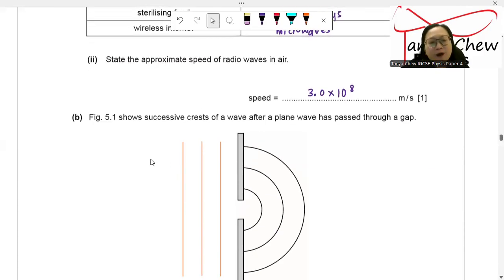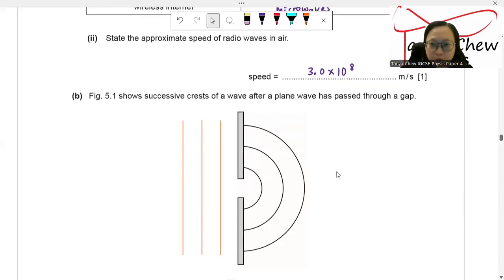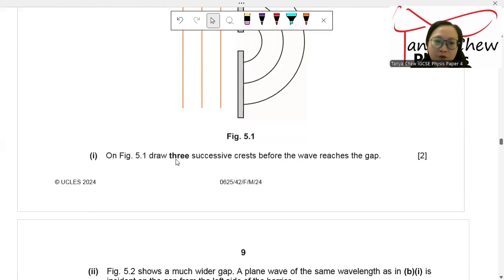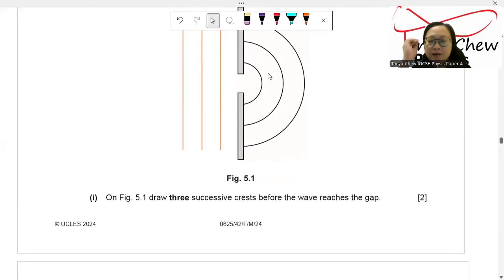Now B, Fig 5.1 shows successive crests of a wave after a plane wave has passed through a gap. On Fig 5.1, draw 3 successive crests before the wave reaches the gap. This is the one that the waves that are being diffracted. They have already drawn for you. You have to draw the incident wave.